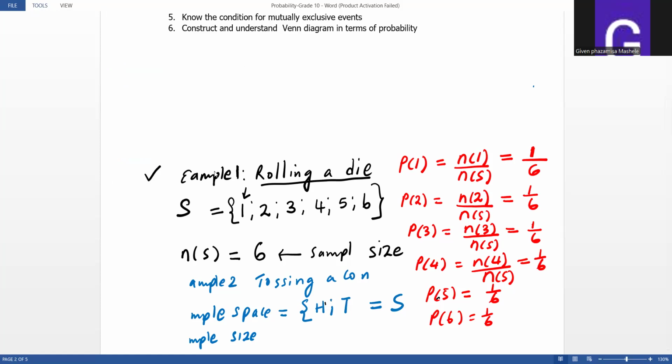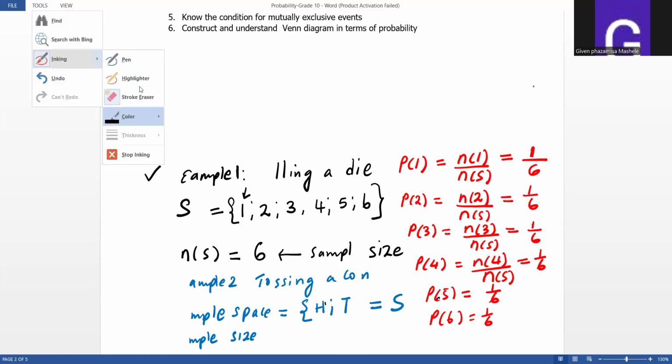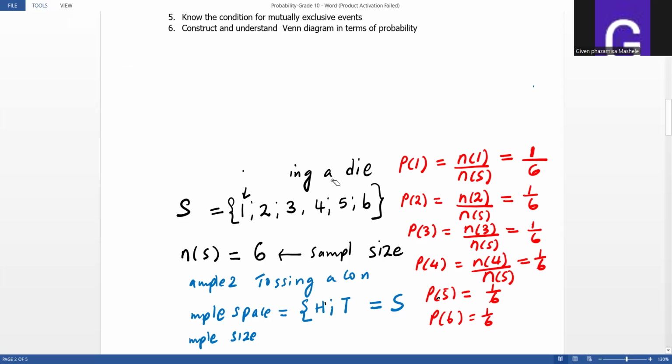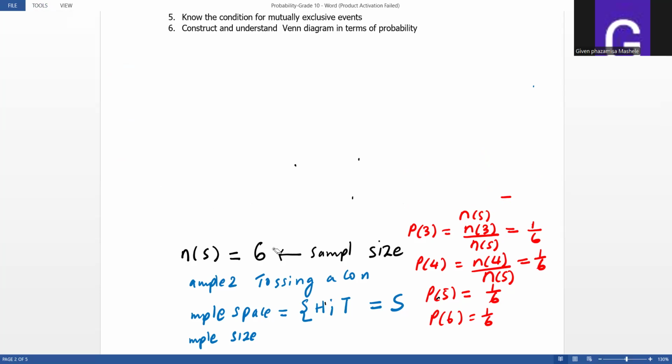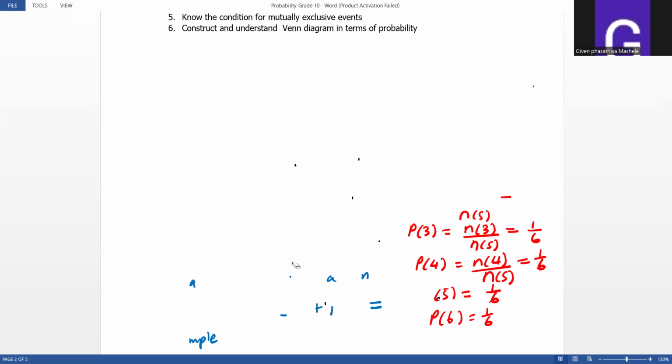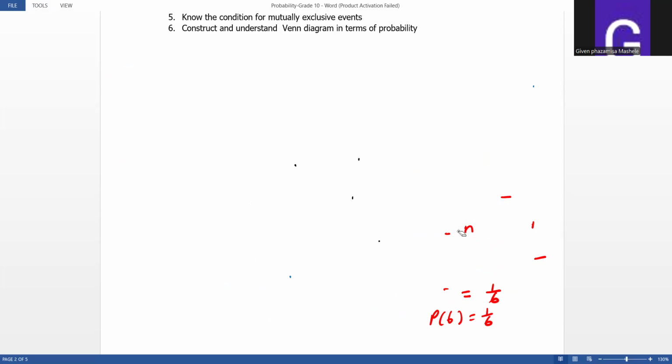Right. Now you are able to represent probability in terms of its notations. Remember, we said the probability of an event E to occur is the number of favorable outcomes of that event E divided by the sample size, which is the total number of outcomes in a sample space. I believe you are following. Now, without wasting time, let's continue.